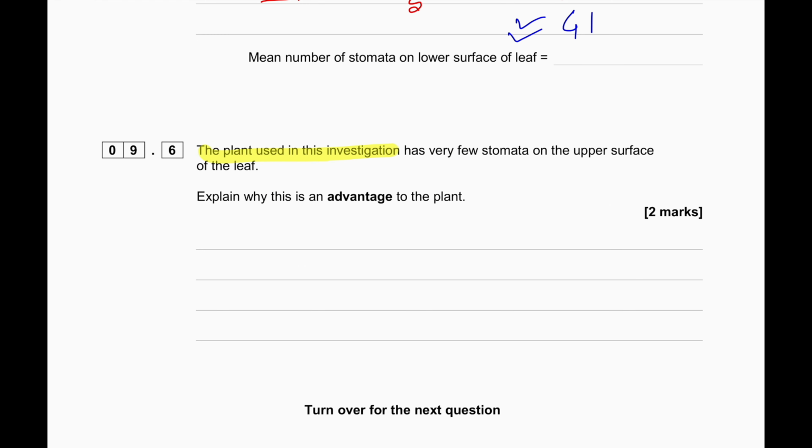The plant used in this investigation has very few stomata on the upper surface of the leaf. Explain why this is an advantage to the plant. Having fewer stomata on the upper surface of the leaf can be advantageous to the plant because less water vapor will be lost through the upper surface of the leaf. This means that the plant will not wilt even if it absorbs less water from the soil. So the answer can be written like this: less water is lost and the plant does not wilt.